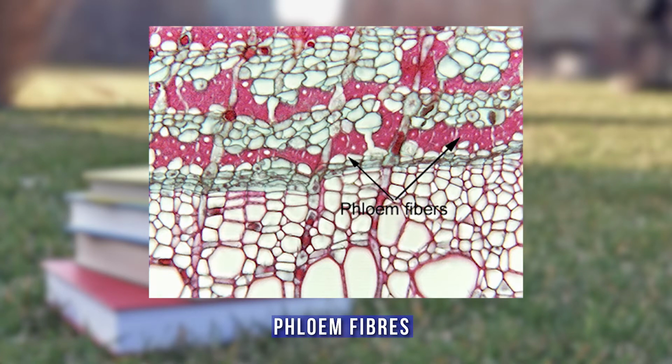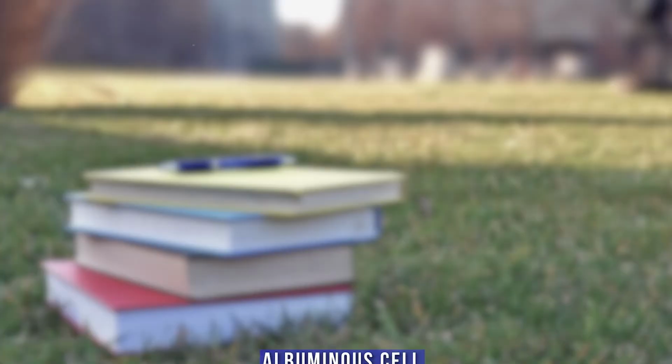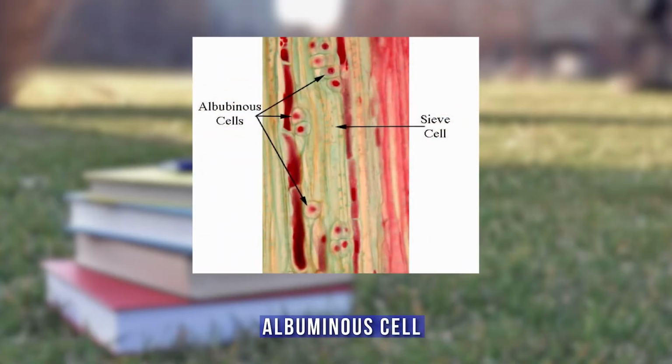These phloem fibers basically bind the outside of the vascular bundle and prevent it from getting totally destroyed, so protection is the most important function. The albuminous cell is somewhat similar to phloem parenchyma, but albuminous cells are like companion cells accompanying the sieve cell, so they are present in gymnosperms.